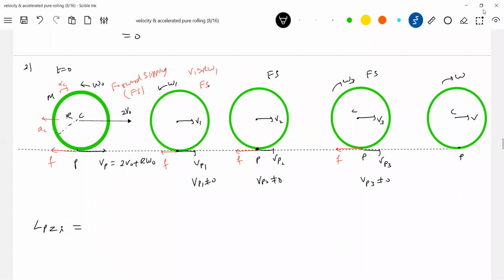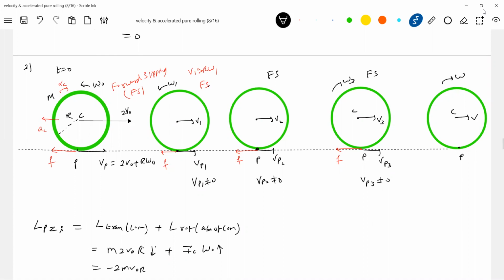Let's calculate here. Initial angular momentum is due to translatory motion of center of mass plus rotating motion about center of mass of the rigid body. Due to translating motion, M V naught R. What is the axis? The axis is this one, passing through point P and perpendicular to plane. And what is the rotational motion about center of mass? I_C omega naught, anti-clockwise. So M V naught R.